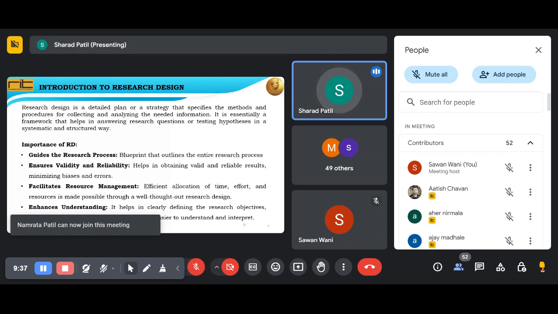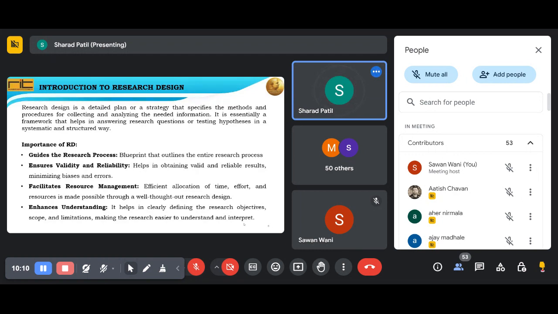First, it guides the research process. It is a blueprint that outlines the entire research process. Whatever your research work is, it is outlined in steps, and it works as a blueprint for you. What is my first step? What is my second step, third step, fourth step, and how can I approach the final end in order to complete my research work? So it gives a complete guide for the research process.